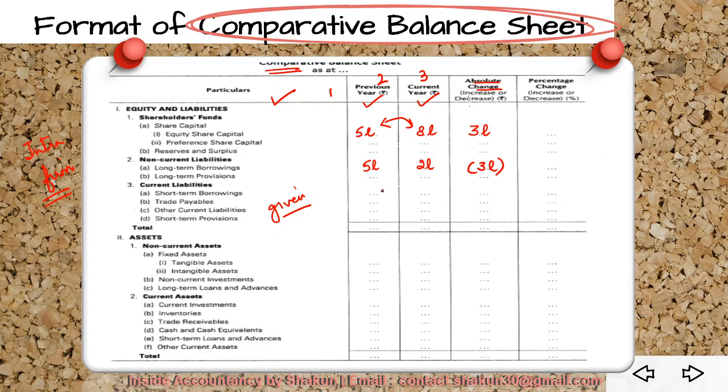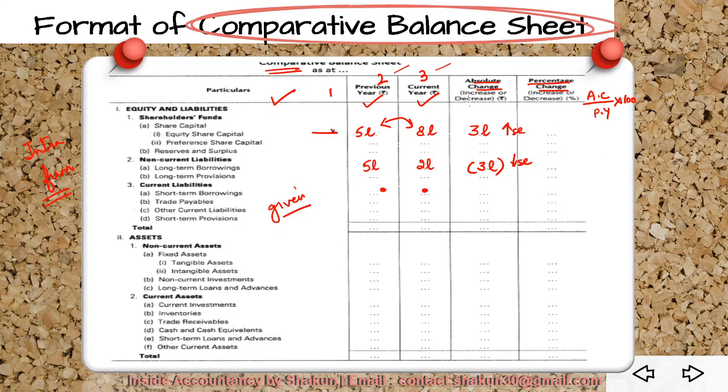So basically we are comparing the previous year with the current year to find out the absolute change, whether there is an increase or a decrease. After we find out the absolute change, the next step is to find out the percentage change. How can we find out the percentage change? Whatever absolute change we have calculated, divided by the previous year, since we have two years with us, the previous year and the current year. So we take the previous year as the base year, into 100. So absolute change upon previous year into 100.